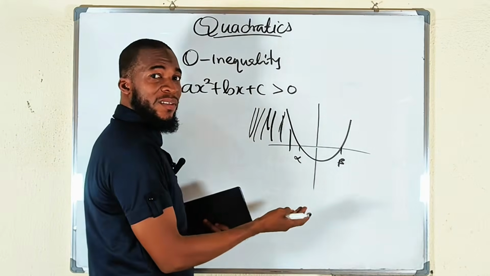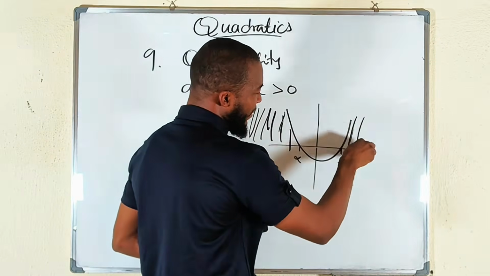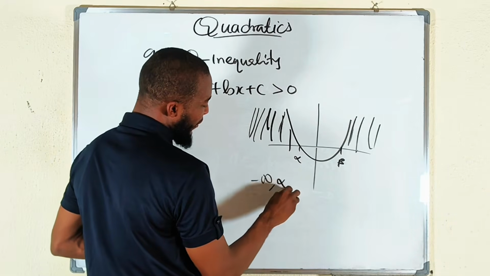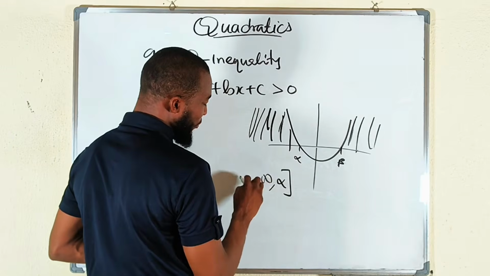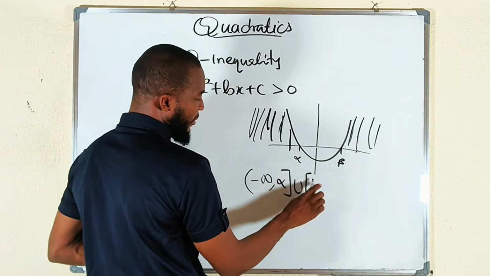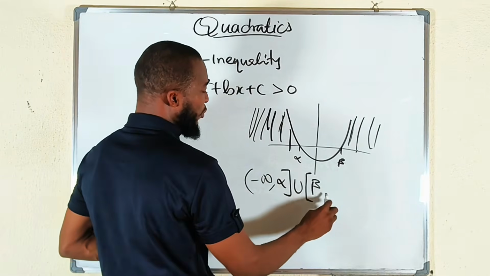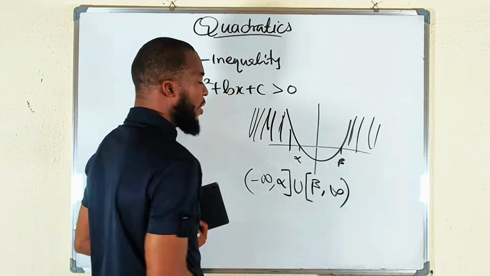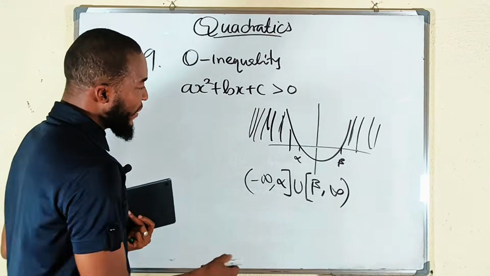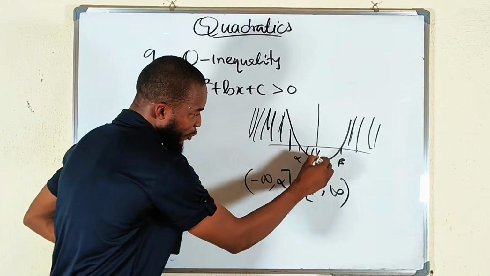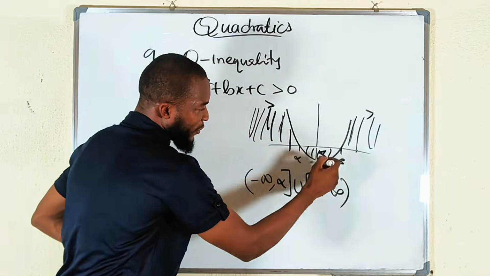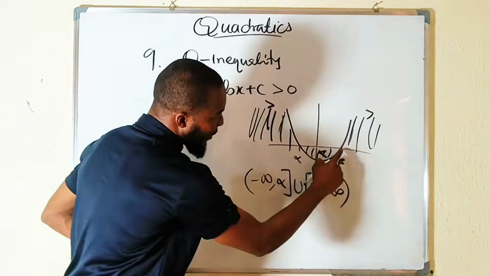Anything below the x-axis is less than 0. So you are marking these sides. Your solution is from negative infinity down to alpha, including alpha, union from beta way down to positive infinity. This is how to write the solution of a quadratic inequality. And if it is less than, you have to consider this portion. This is where it is less than, and this is where it is greater than. For this one, it is going to be just from alpha to beta.